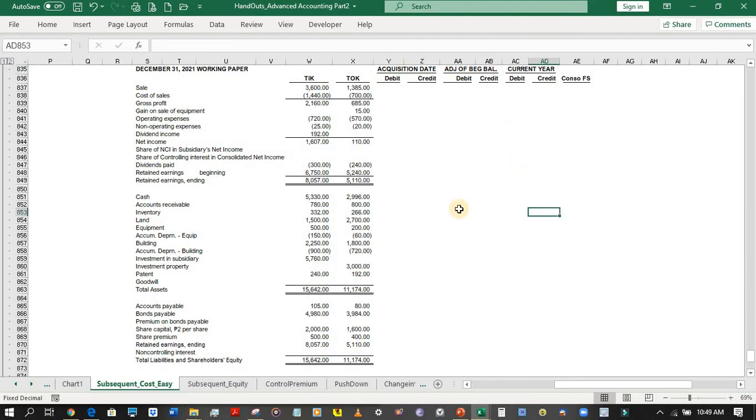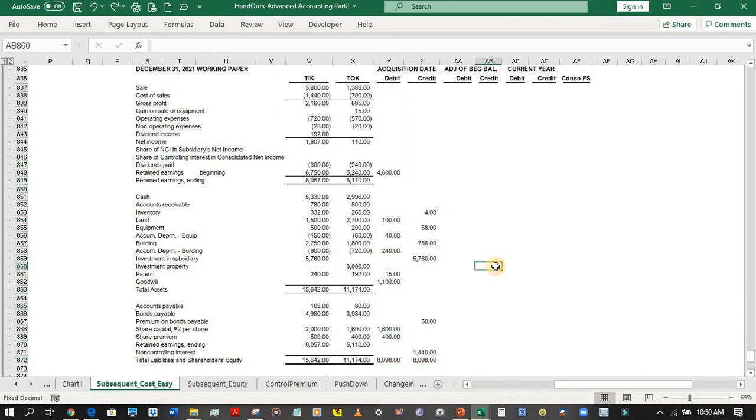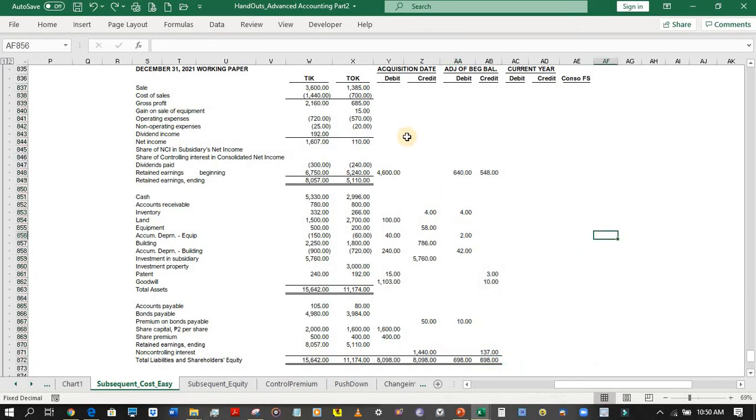So let's start with the acquisition date eliminating entries. So these are the eliminating entries at acquisition date. So the debits and credits are balanced. So next is the adjustment of beginning balance. So the adjustment of beginning balance after we posted, so these are the eliminating entries.